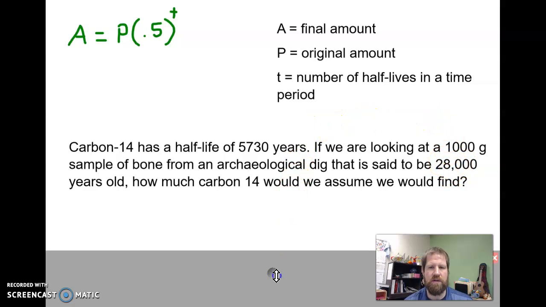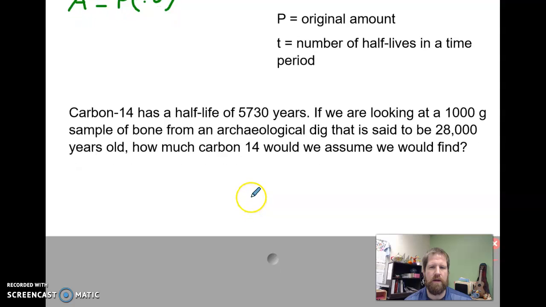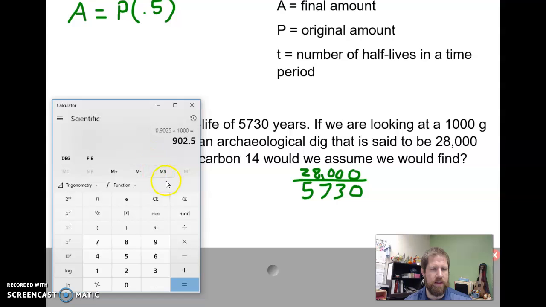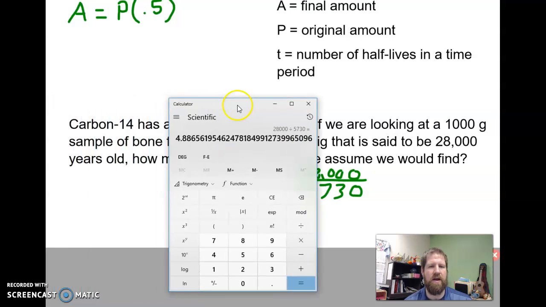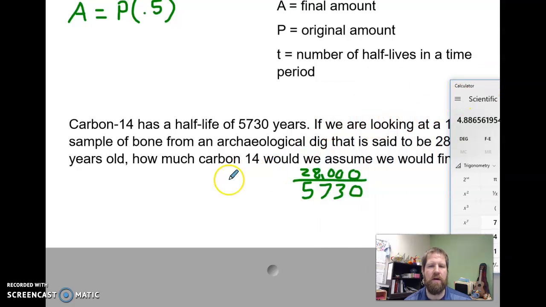Okay, so our first job is to figure out how many half-lives we have in that time period. So we have 5,730 and 28,000. Let's see what we get. 28,000 divided by 5,730. Let's go ahead and round that to 5, to keep things fairly simple. So we'll say that's about 5 half-lives of carbon-14.